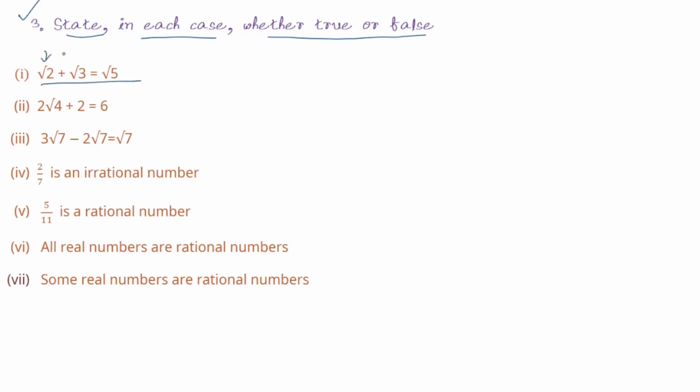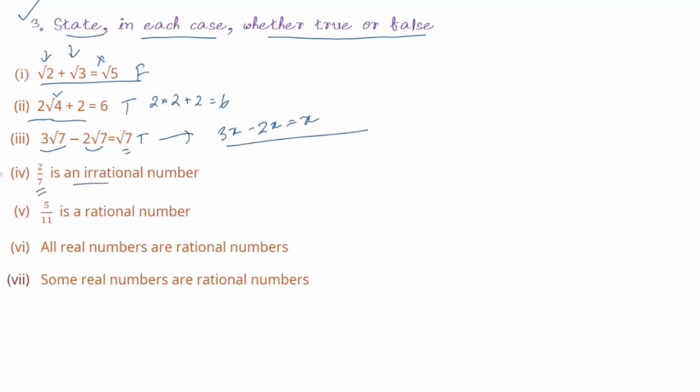So root 2 and root 3 both are irrational, but the sum of these two irrational numbers is not equal to root 5. And this, 2 root 2 plus 2, equal to 6. This is true because this is 2 multiplied by root 4, which is equal to 2 plus 2. So this is equal to 6. And this, 3 root 7 minus 2 root 7 equal to root 7. That is true. This is like 3x minus 2x is equal to x, where x is root 7 in this case.